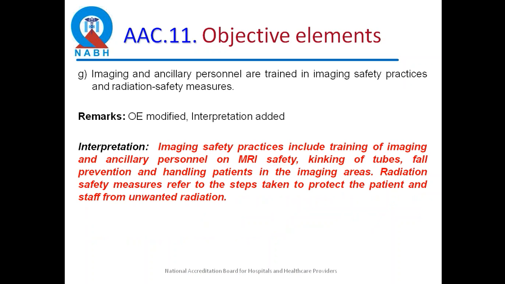AAC 11G is about training of imaging and ancillary personnel in image safety and radiation safety. So here the stress is that imaging safety practices include training of ancillary people also. So if there's a GDA or an attendant, he or she also needs to know what all safety norms have to be followed when they are in the MRI area. Kinking of tubes, prevention and handling patients in the imaging area. So radiation safety has to go beyond just the patient and the immediate radiation workers. It has to go to the ancillary staff and families of patients also.